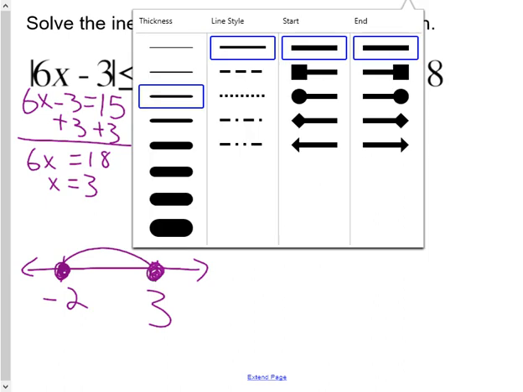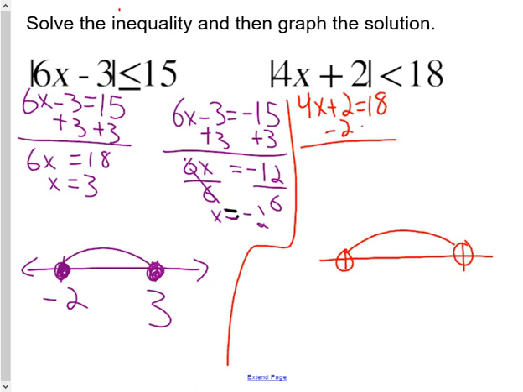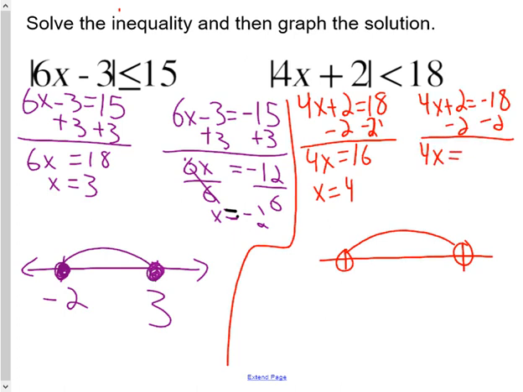One last one. 4x plus 2 is less than 18. Okay, so we're pointing towards each other. Now we're not filled in here because it's not equal to. Find the 2 points. 4x plus 2 is 18. Subtract 2. 4x equals 16, and x will equal 4. So last, 4x plus 2 equals negative 18, minus 2, and I'm going to get more negative. I owe 18 and I owe 2, and I owe 20. Divide by 4, and I get negative 5. Negative 5 is less than 4, and there's our final graph.